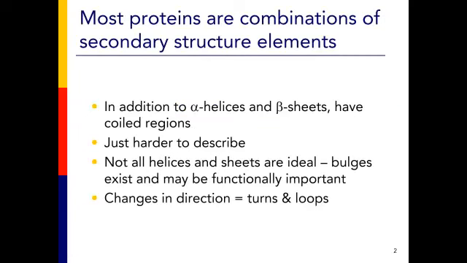So we ended last Friday with secondary structure elements, alpha helices, beta sheets, and that some proteins are all one or all the other. But that's really the exception. Most proteins are combinations of secondary structure elements, and not just alpha helices and beta sheets, but what do you call the parts of the protein that are neither alpha helical nor beta sheet?